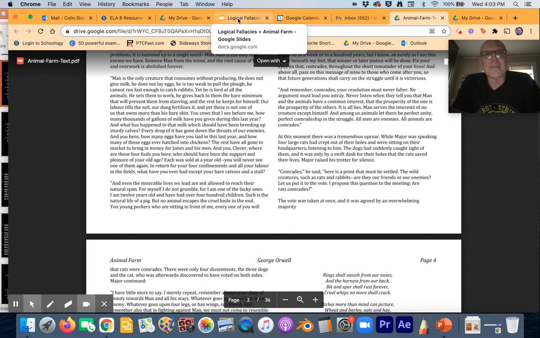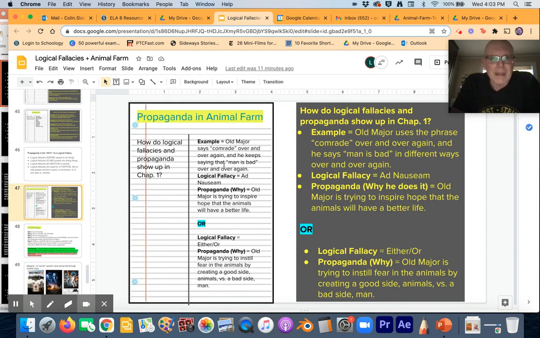So basically, what we have going there is that he says comrades over and over and over again. I would call that ad nauseum, right? He repeats, repeats, repeats. And the reason why he's doing that, the propaganda, is he wants to inspire hope that the animals will have a better life, right? Comrades, comrades, comrades. He's trying to repeat that we are comrades.